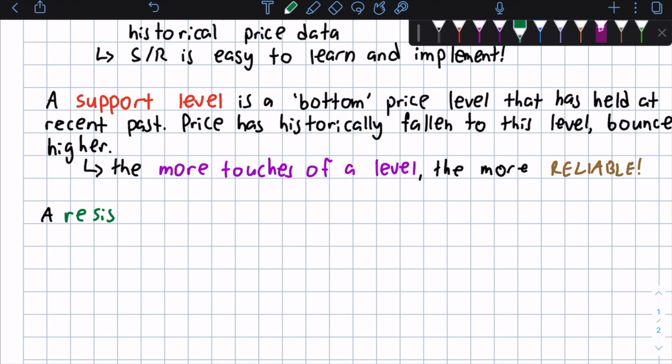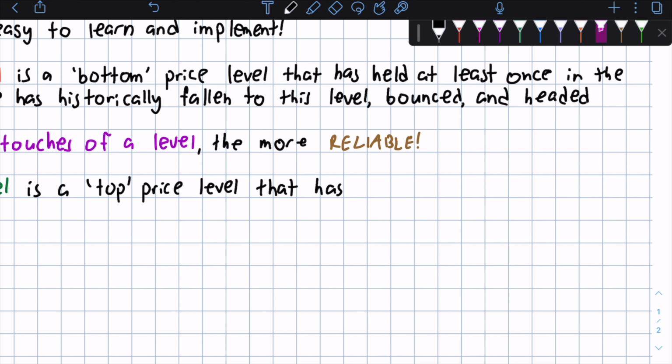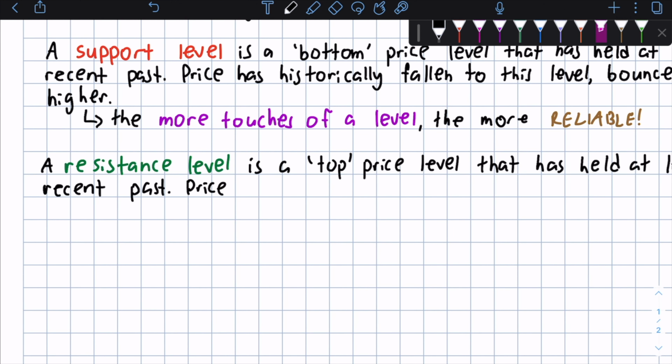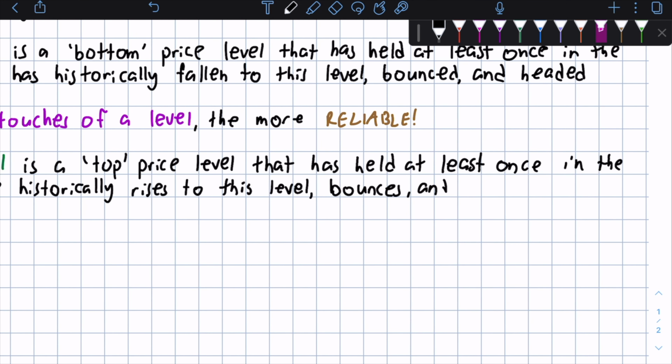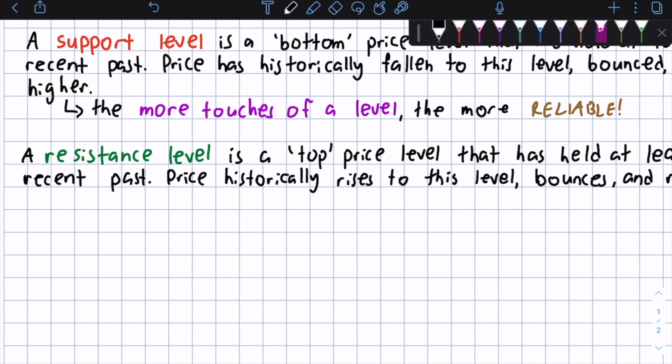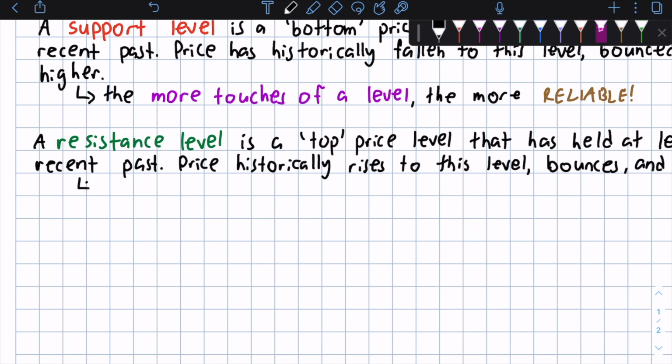Now, resistance is the opposite of support. It is a level above the current price that has held the price from heading higher in the past. It's reached this level and bounced and headed lower again. Again, the more touches of this level, the more reliable it is in the big picture.